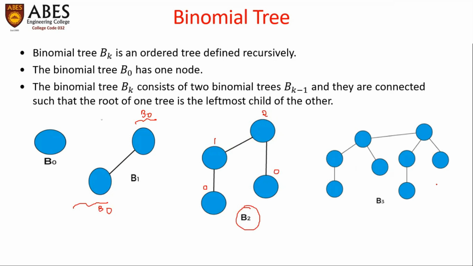Like you can see here, this particular node has degree 0. This has 1. This has again 0. This has 2. You just have to check the number of children present for that particular node. This has 0. This has 1. This has again 0. And this has 3. Why 3? 1, 2, and 3. So this particular binomial tree is of the order B3. Okay, similarly, we can draw for B4 also.